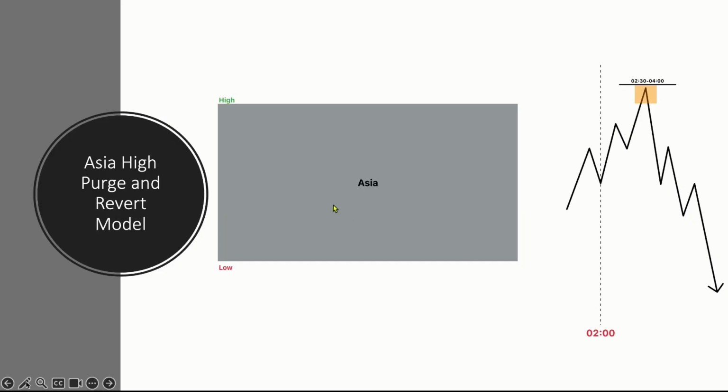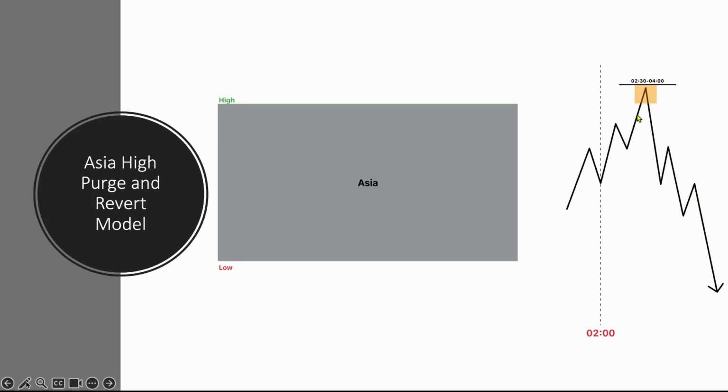When we know that, and we have seen that Asia consolidated, then what we will look for is for a run higher around 2 a.m. towards the Asia high, and above the Asia high, we want to see the signatures occur that we have been discussing during the model series.